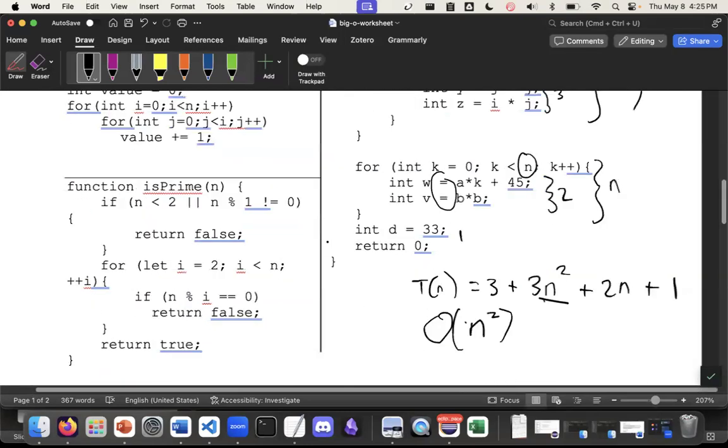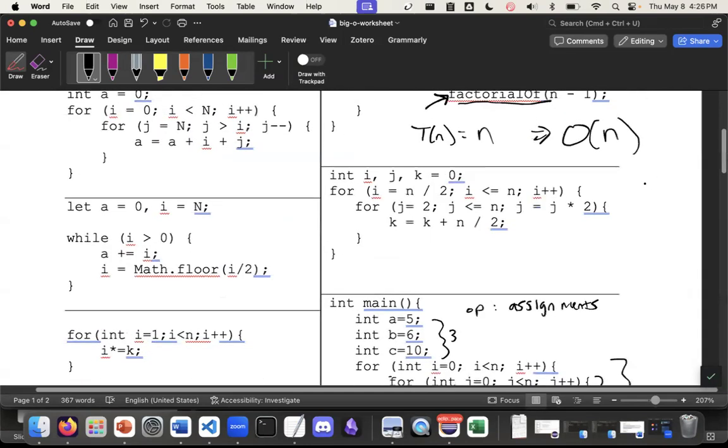So we've got that one. Let's look at this one. So what's our operation?